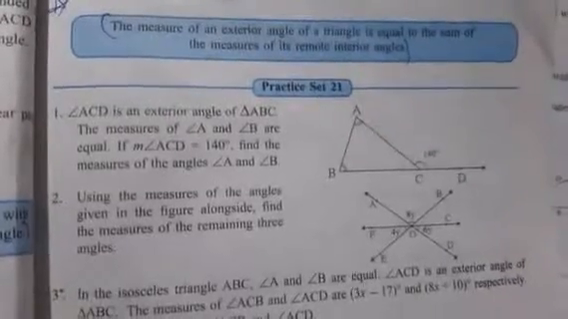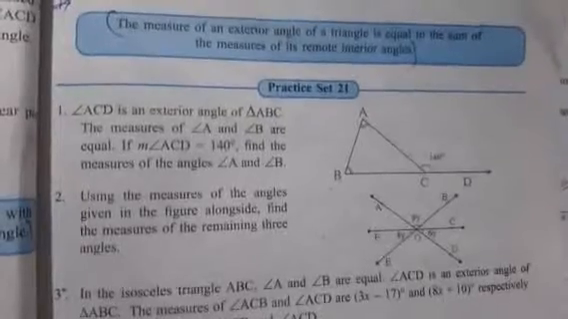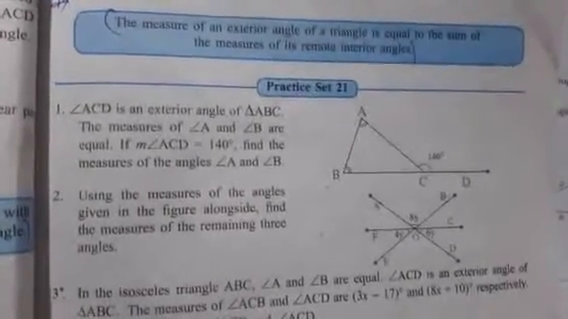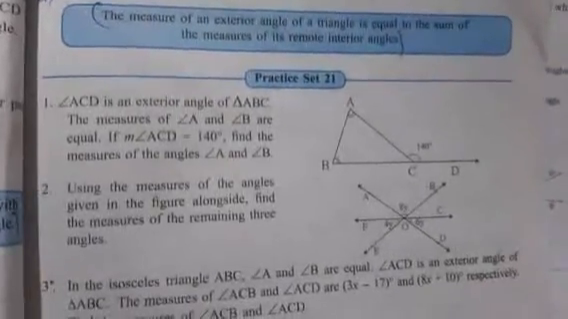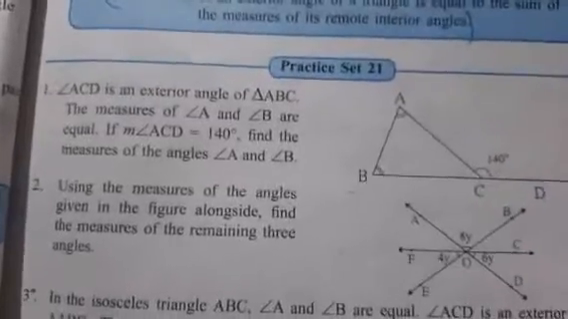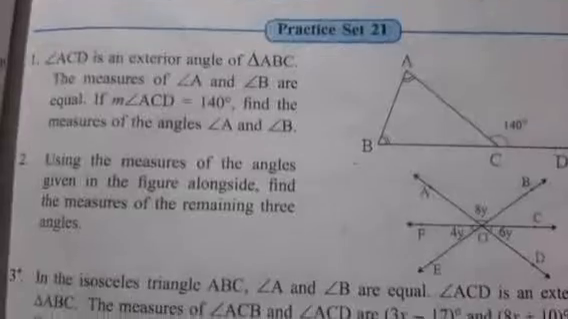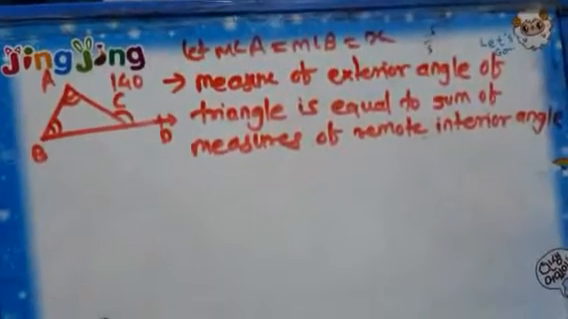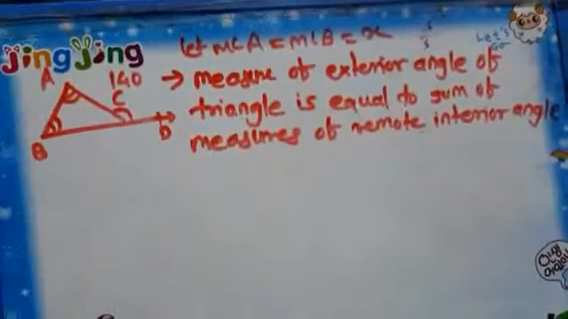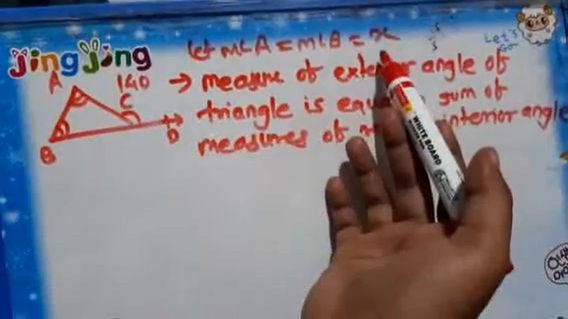See first question. Angle ACD is an exterior angle of triangle ABC. The measures of angle A and angle B are equal. If measure of angle ACD is equal to 140 degrees, find the measures of angle A and angle B. So as per the given information of this problem, we will write whatever is given. Here it is given that the measures of angle A and B are equal. Suppose measure of angle A is equal to measure of angle B, that we will assume as X.